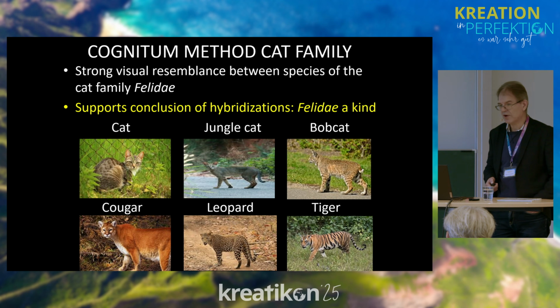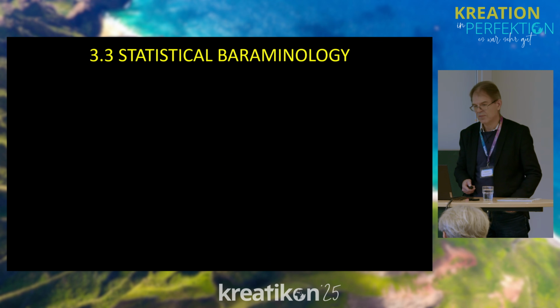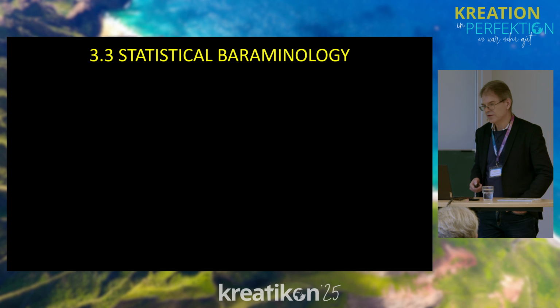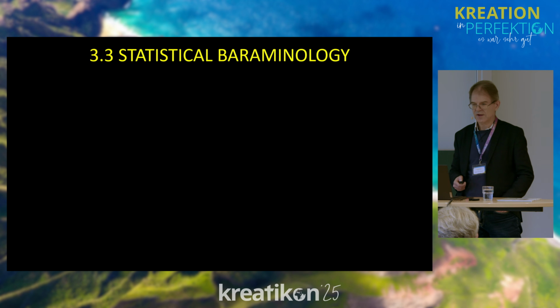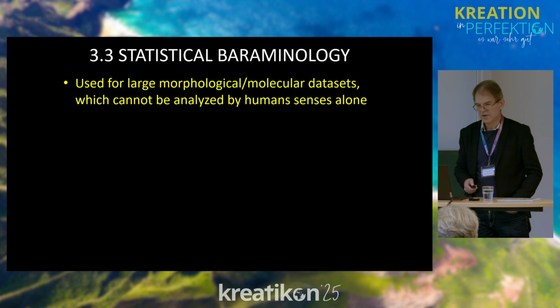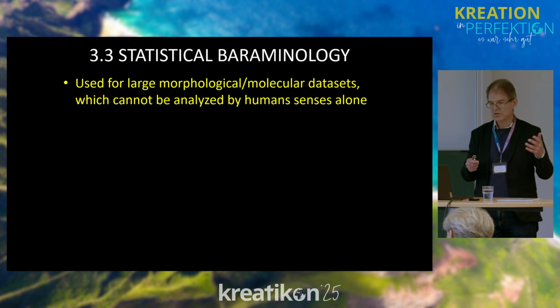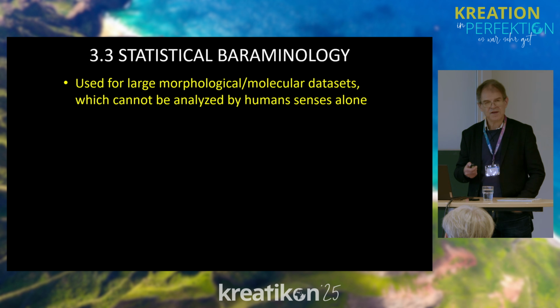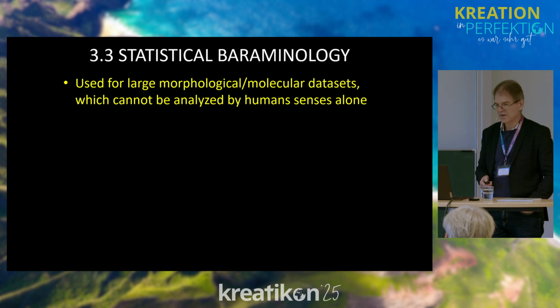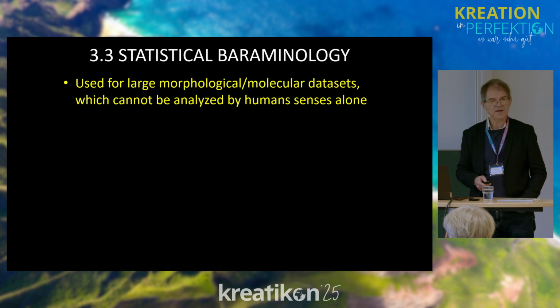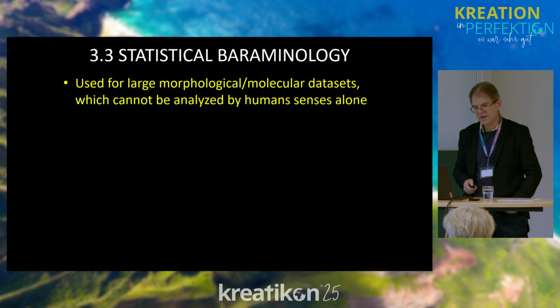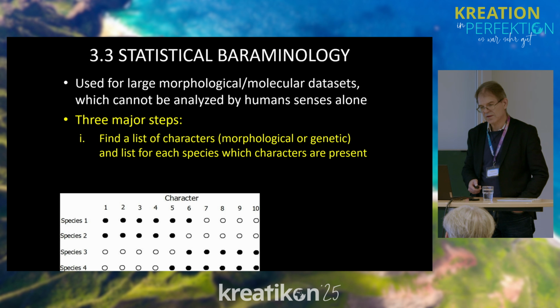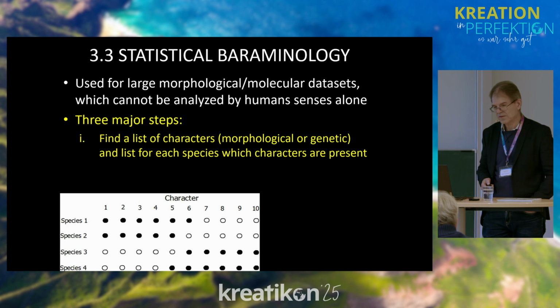But apart from hybridization and the cognitive method, there's a more modern method, statistical baraminology, used to identify kinds. It's used for large morphological data sets having to do with the forms and shapes of organs, or molecular data sets. These data sets are so large that you cannot analyze them using human senses alone, so we need algorithms and statistical methods to do that. Let me explain basically how statistical baraminology works. It has three major steps.